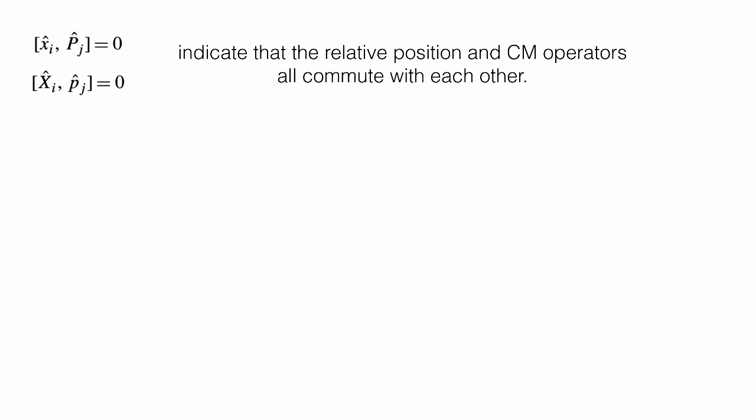So that's a very interesting thing. Basically what it means is that we can completely separate the relative position and the center of mass properties. This is what those two equations mean. So we can solve both problems separately and find eigenstates of the entire problem, which will be eigenstates of both types of operators at the same time.